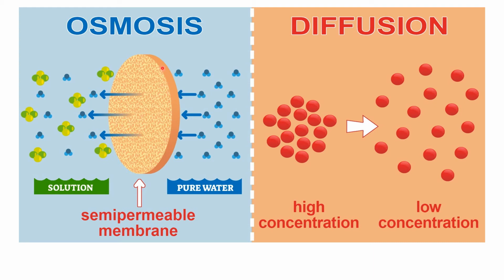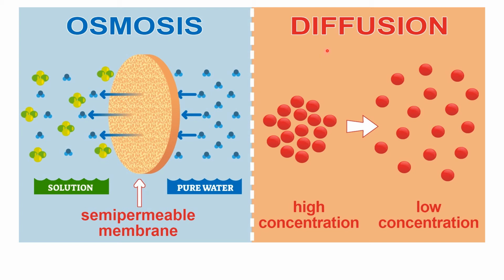So this is what osmosis is about. The same thing is happening: from the higher concentration the molecules are moving to the lower concentration, but through the semi-permeable membrane, and this is a liquid, that is, water, that is moving.